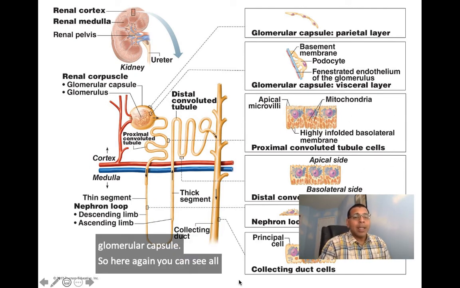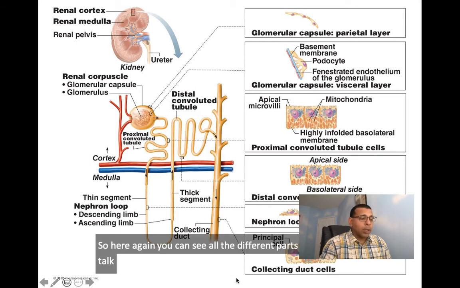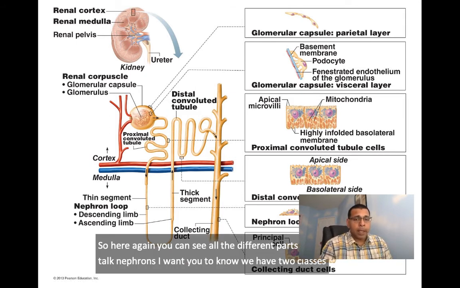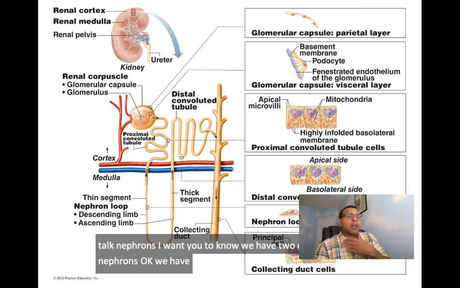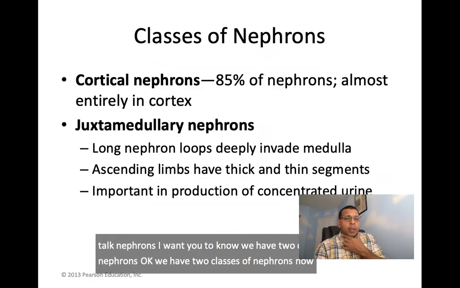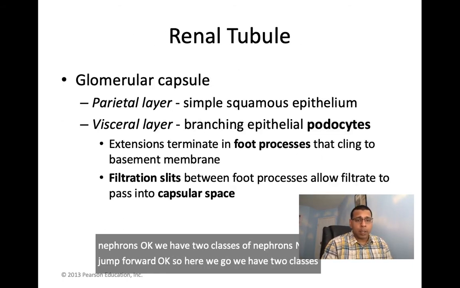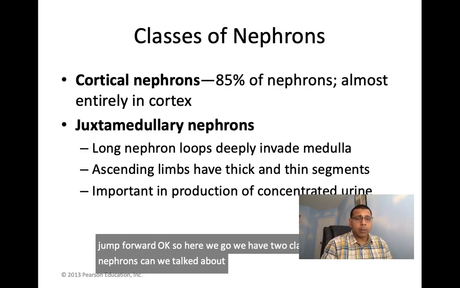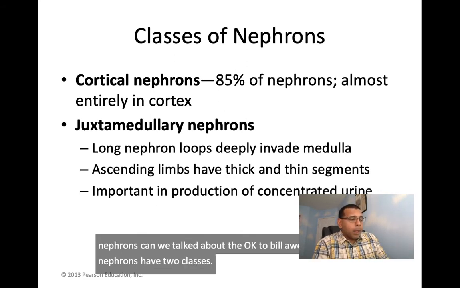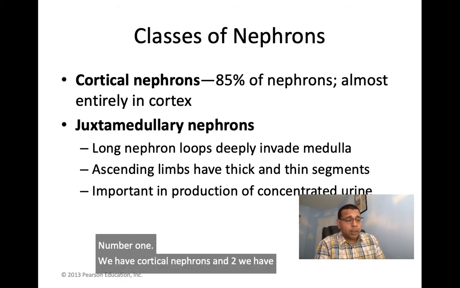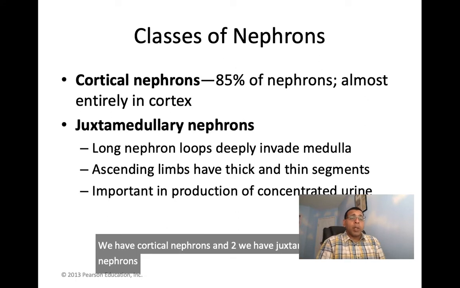Now, when we talk nephrons, I want you to know we have two classes of nephrons. Let's jump forward. Okay, so here we go. We have two classes of nephrons. We talked about tubular, awesome. You can see here, number one, we have cortical nephrons, and number two, we have juxtamedullary nephrons. The majority of our nephrons are going to be cortical nephrons.